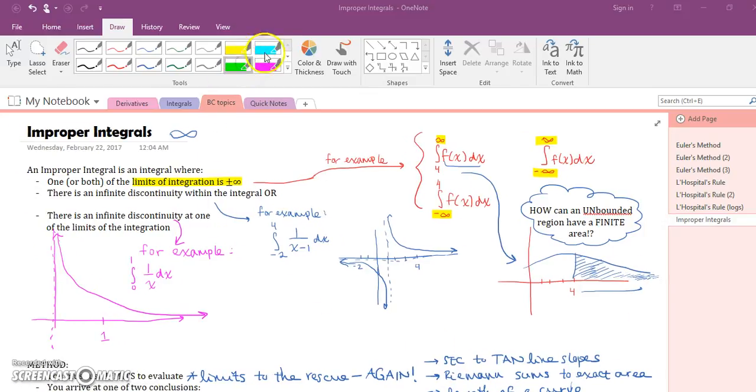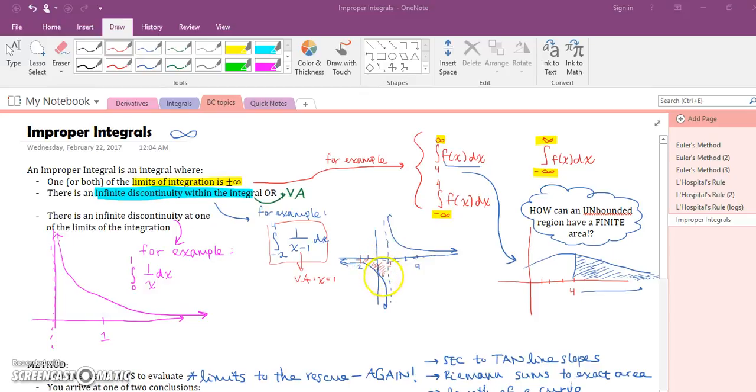Another way that an integral can be improper is if there is an infinite discontinuity within the integral. That mainly occurs if we have a vertical asymptote within the region that we're looking at. So let's say I have this rational function here. 1 over x has a vertical asymptote at x equals 1 because 1 makes the denominator 0. So I drew that right here. And this is saying, okay, find the area from -2 to 4 under the curve.